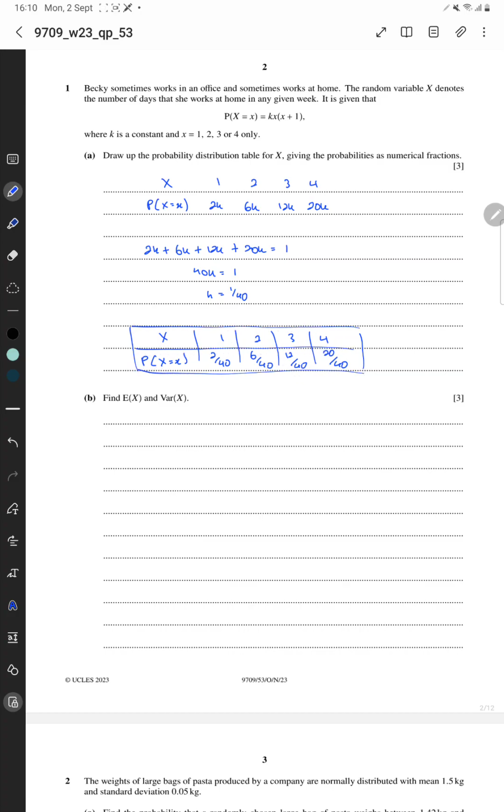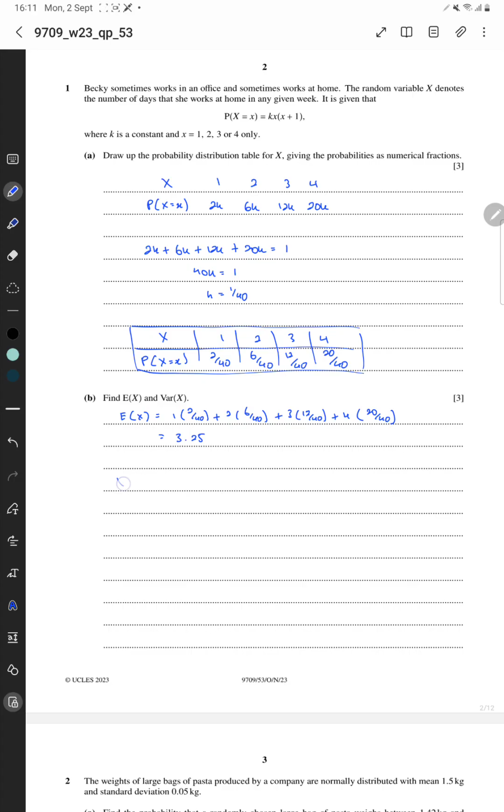Now moving on to part B, you want to find E(X) and the variance of X. The good thing about this is if you want to find expected value and variance, you need to refer to the probability distribution table. E(X) is going to be equal to 1 times 2 over 40 plus 2 times 6 over 40 plus 3 times 12 over 40, and finally 4 times 20 over 40. Once we add them, we should get our expected value E(X) to be 3.25.